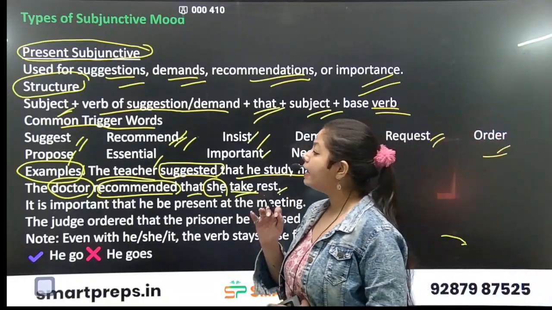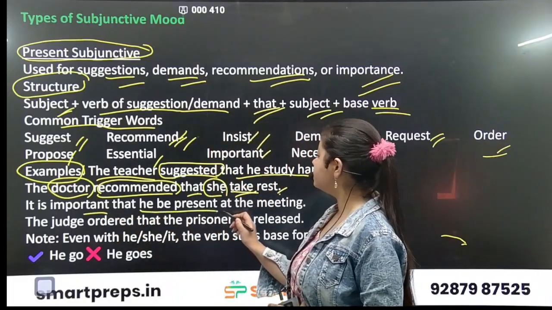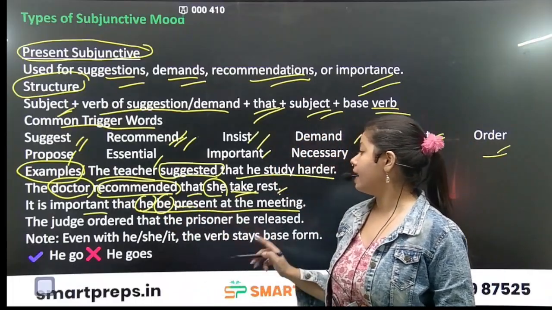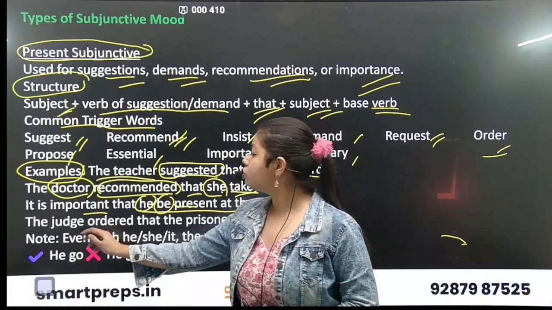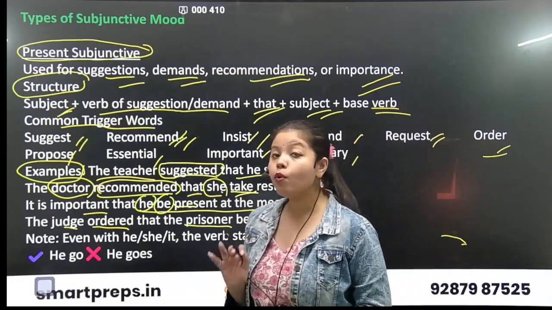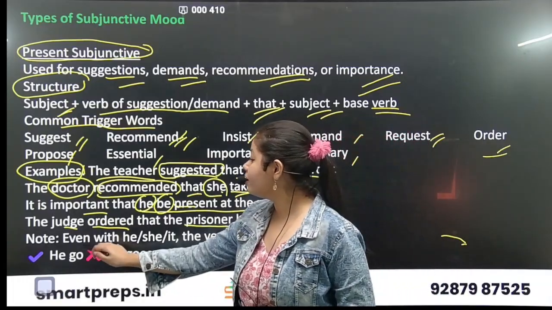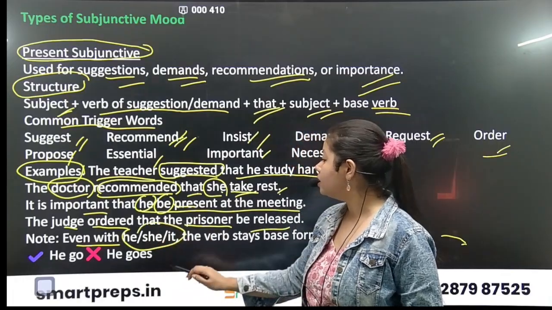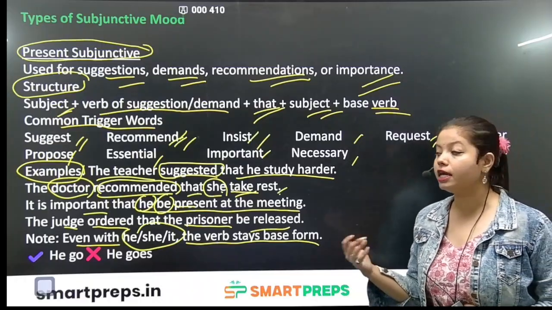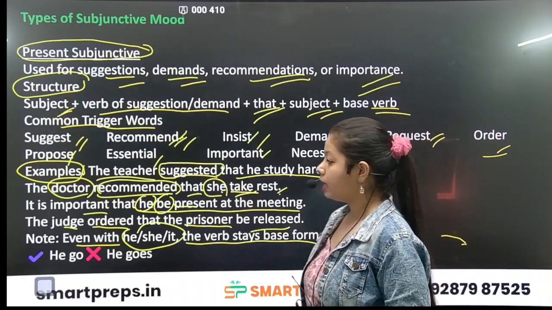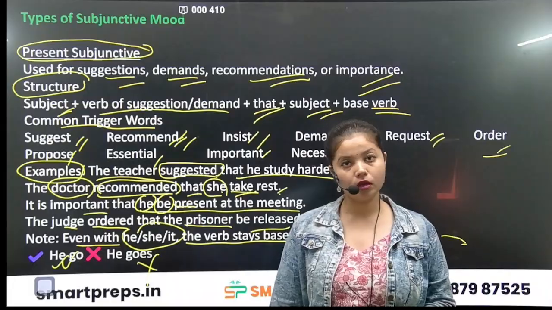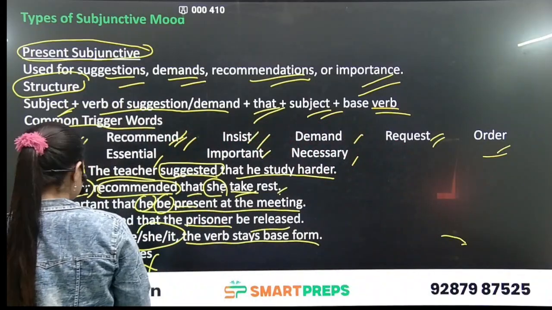Now, it is important that he be present at the meeting. The judge ordered that the prisoner be released. Just note one point, that even with he, she, or it, the verb stays in the base form. He go will be the correct base verb, not he goes. So we understood the present subjunctive mood.